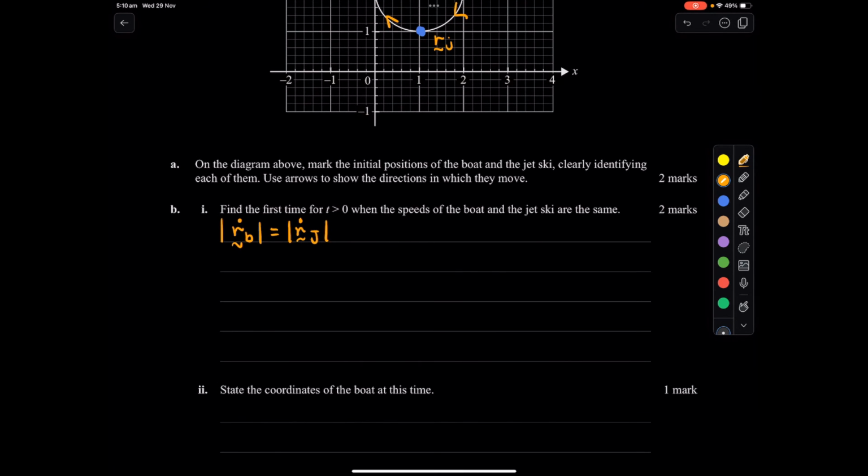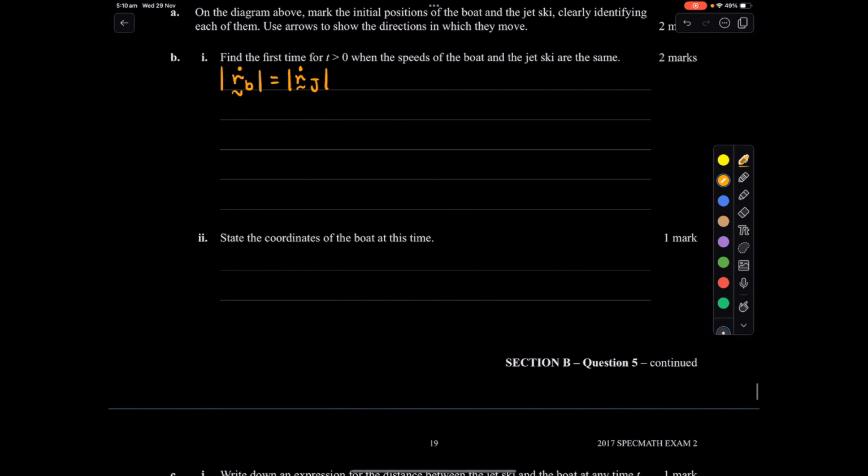So let's write everything that we know down. We are solving 3 sine squared t plus 1 equals 1. Hence t equals 0 and t equals pi.